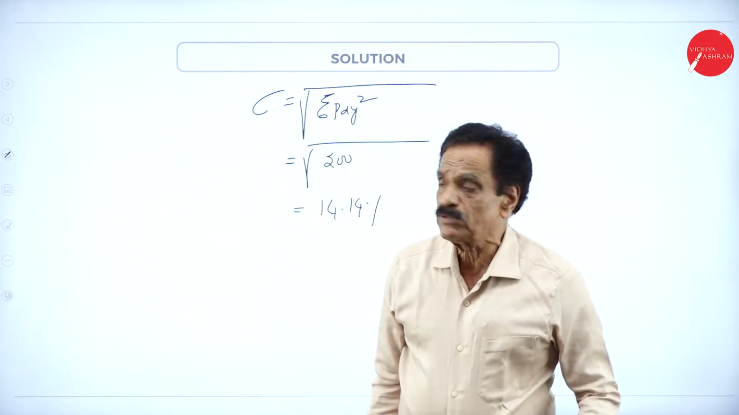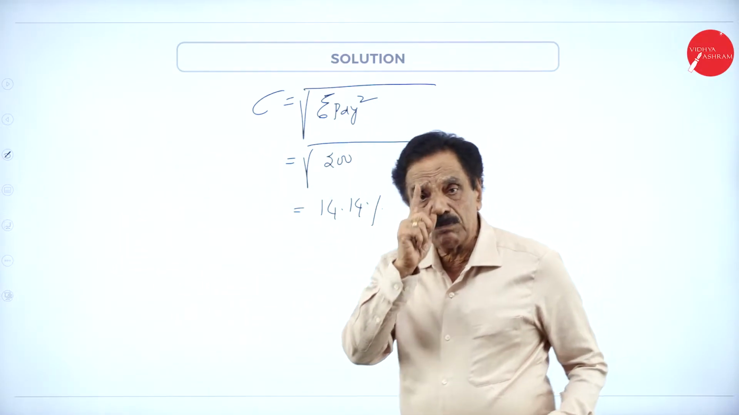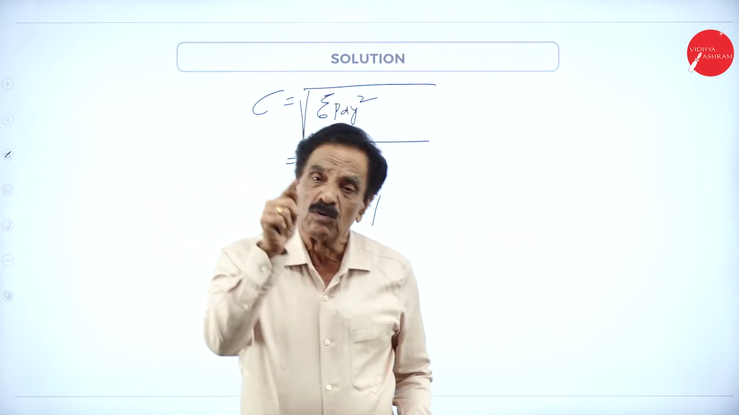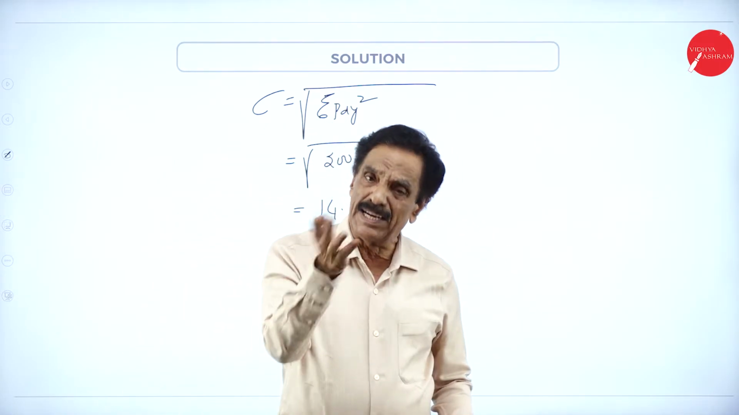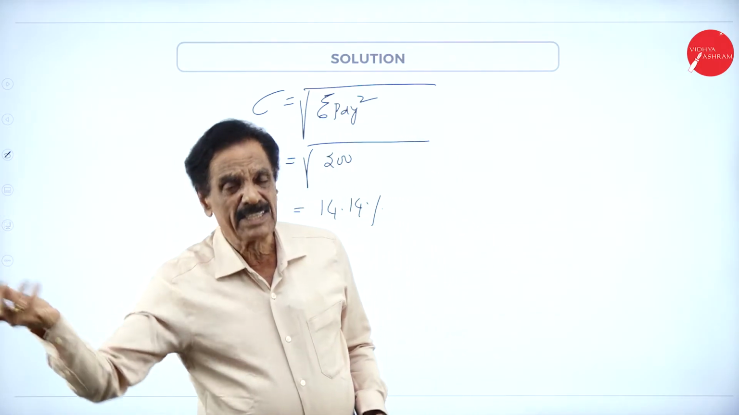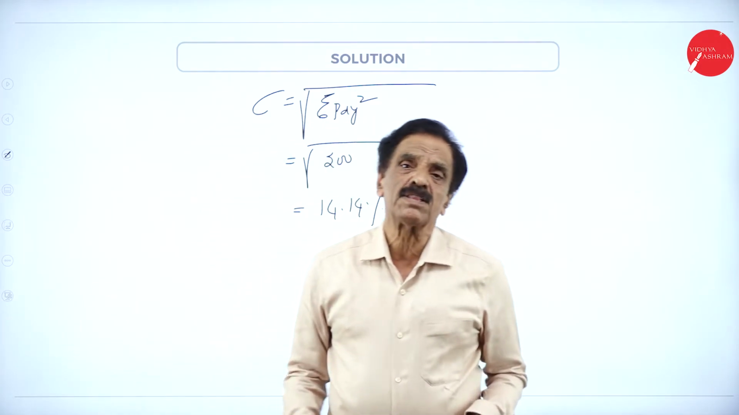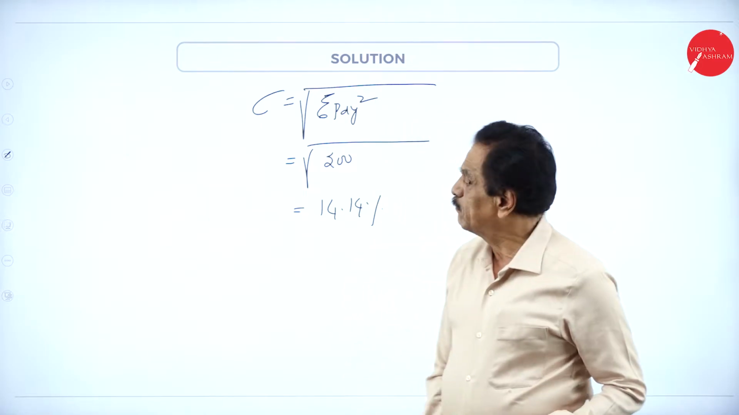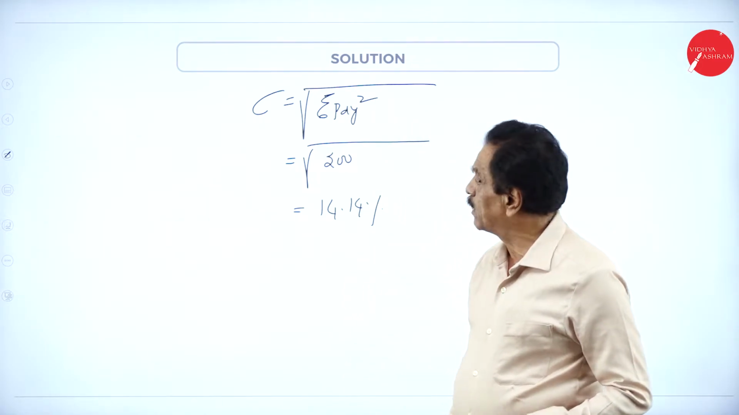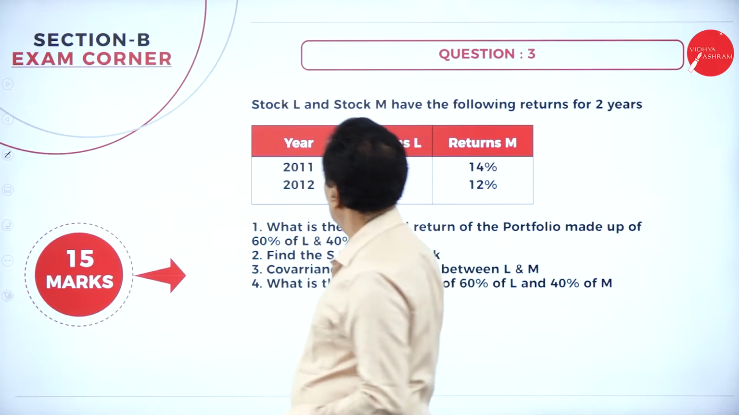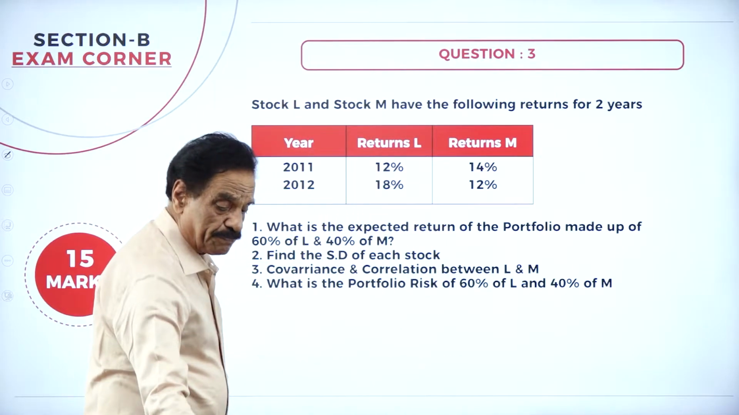10 marks questions we have solved: one problem with probability, one problem without probability, ex ante and ex post without probability, ex ante with probability. So 10 marks questions we have solved. Totally 20 marks coverage is over. Now we'll go to the 15 marks question.